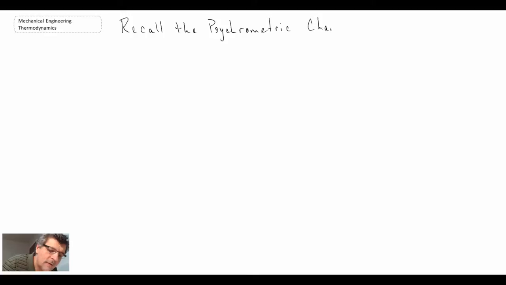So what we're going to do now is take a look at the equations that we'll be using for solving air conditioning process problems. And we'll begin, what I'd like you to do is recall the psychrometric chart that we looked at earlier. Sometimes it's useful to look at the psychrometric chart as a bit of a graphical tool, enabling us to understand how a particular process might be working.